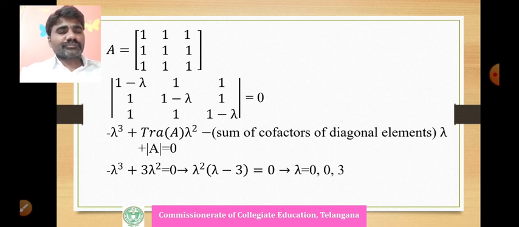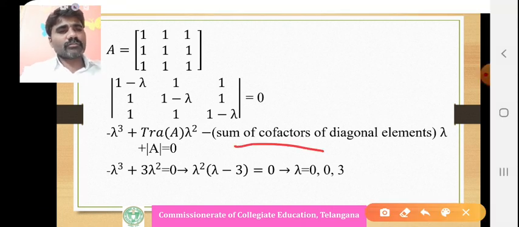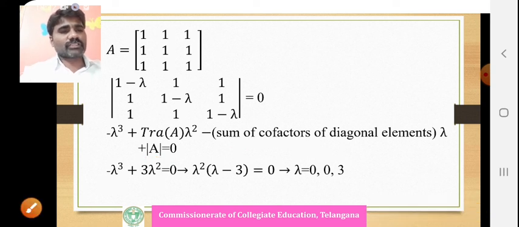The sum of the cofactors of the diagonals is equal to 0 and the determinant is also equal to 0. That's why these two terms become 0. It is only minus lambda cube plus 3 lambda square equal to 0, which implies lambda equals 0, 0, 3.